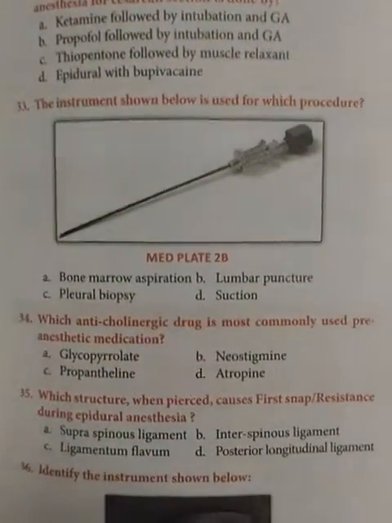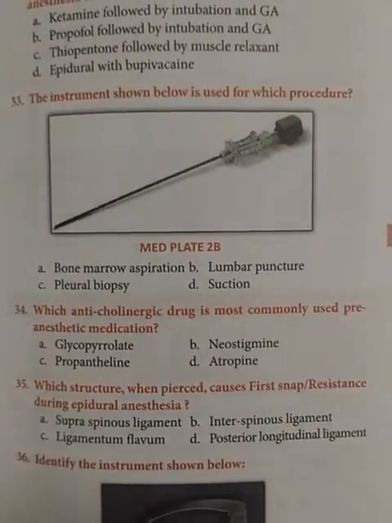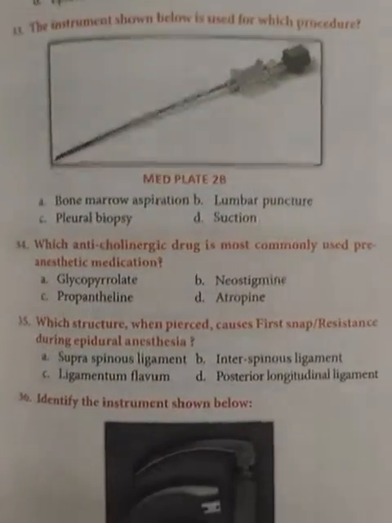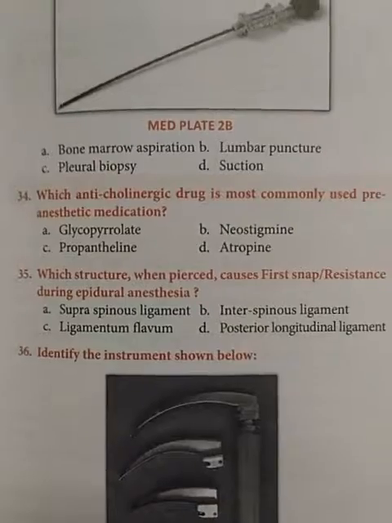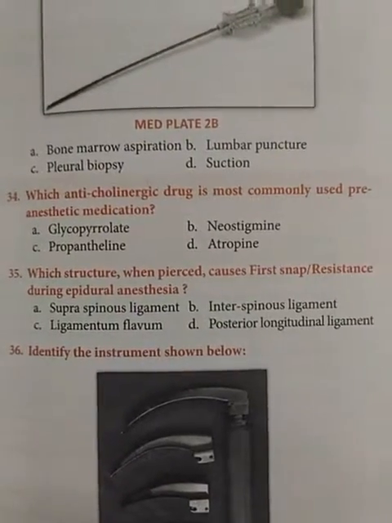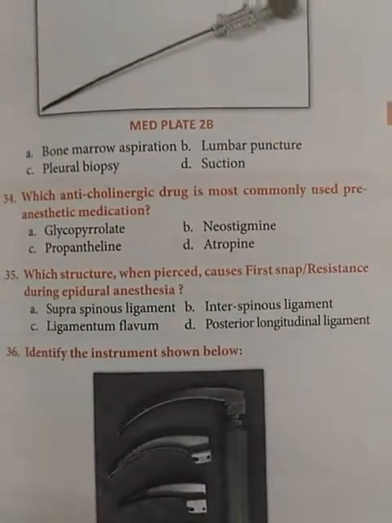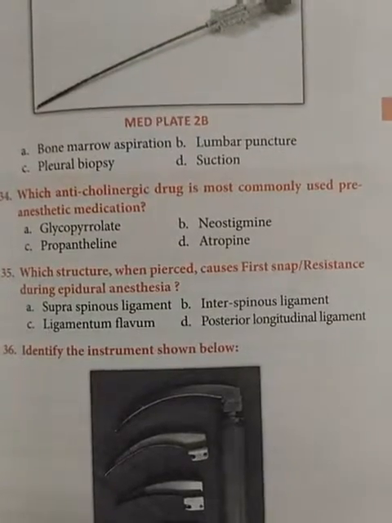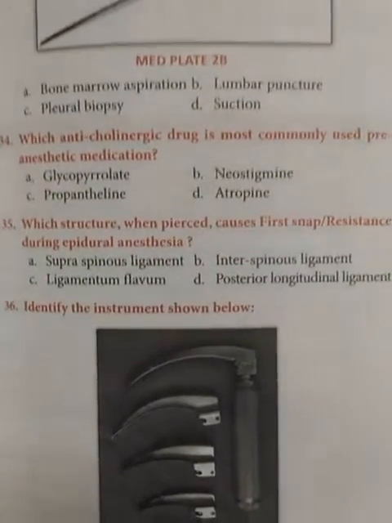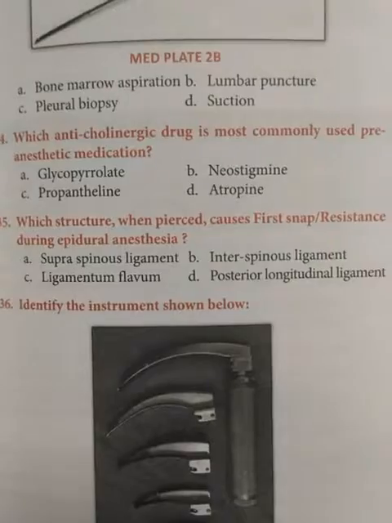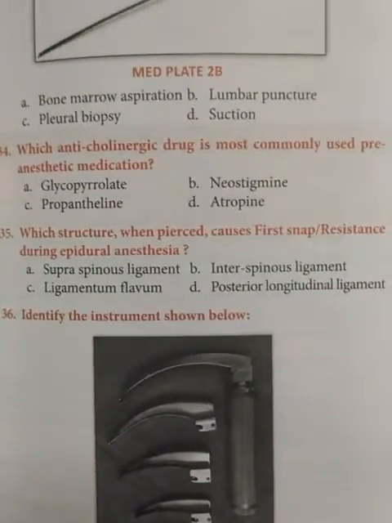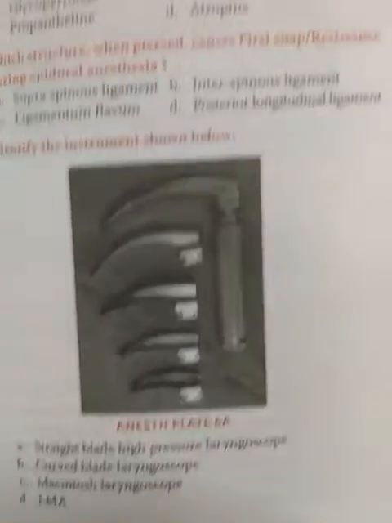Answer B. Which anticholinergic drug is most commonly used as pre-anesthetic medication? We all know glycopyrrolate. Next, which structure pierced causes the first snap or resistance during epidural anesthesia or lumbar puncture? We all know it's ligamentum flavum. Without the option you can answer. Yes, it's the Macintosh laryngoscope.